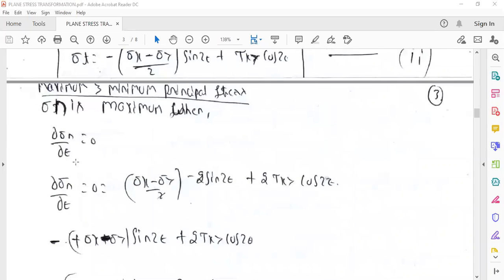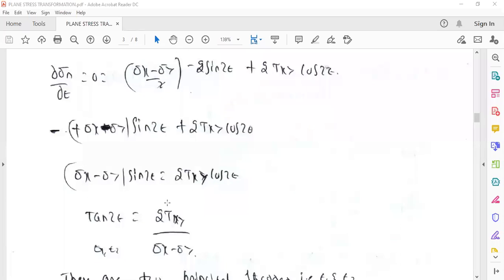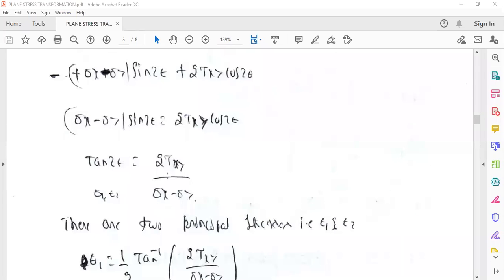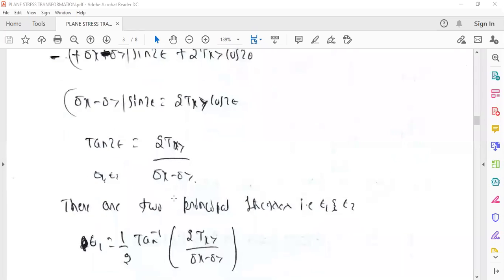If I differentiate it once and substitute it to 0, if I differentiate it twice, it obviously means that it's going to be negative. So once I differentiate this, (sigma x minus sigma y)/2 times minus 2 sin 2 theta plus 2 tau xy cos 2 theta. If I substitute this, I will be left with the expression tan 2 theta is equal to 2 tau xy by sigma x minus sigma y. This is my expression for the principal plane.